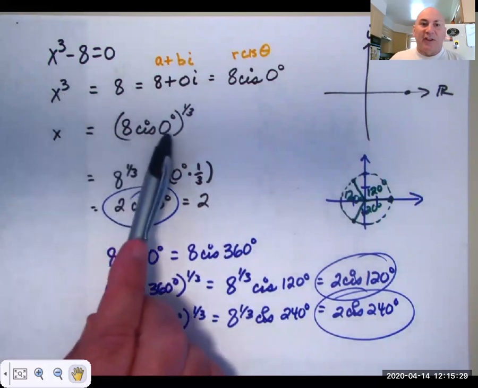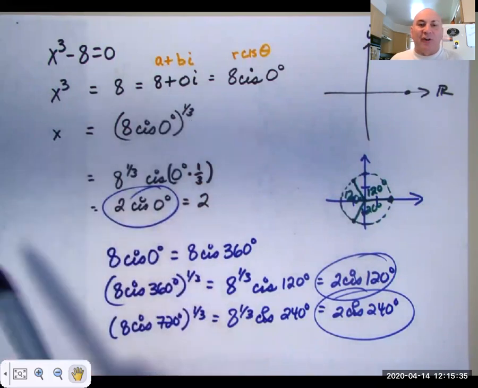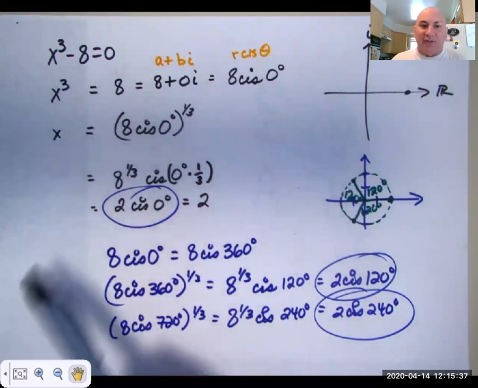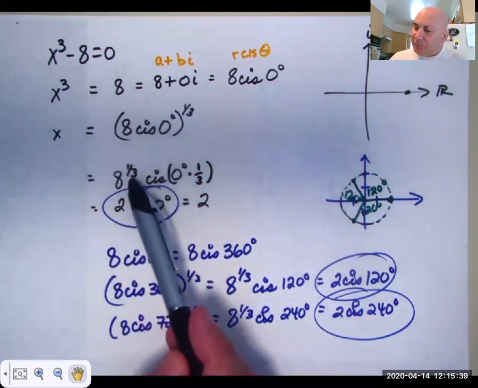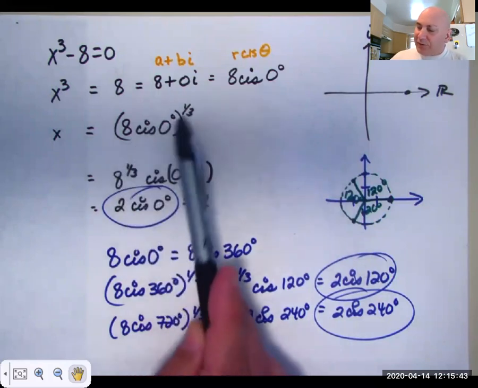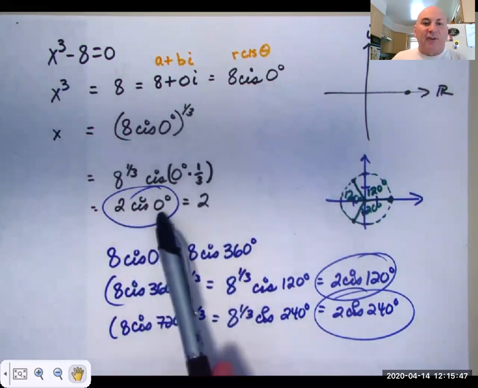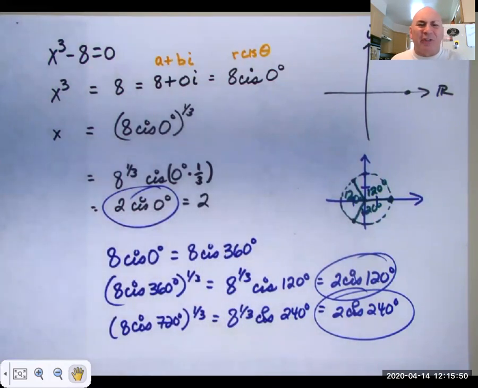So x equals this. Now we have n is 1/3. De Moivre's theorem still works with fractional exponents. 8 cis 0 degrees to the 1/3 power. 8 to the 1/3, 0 degrees times 1/3. 2 cis 0 degrees is 2. We already knew that.